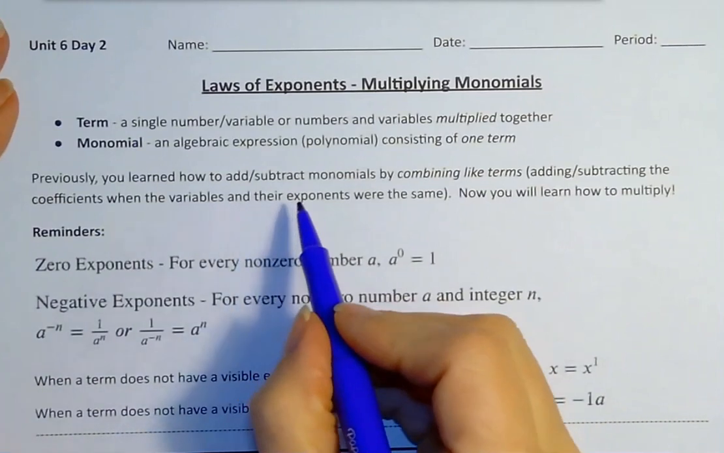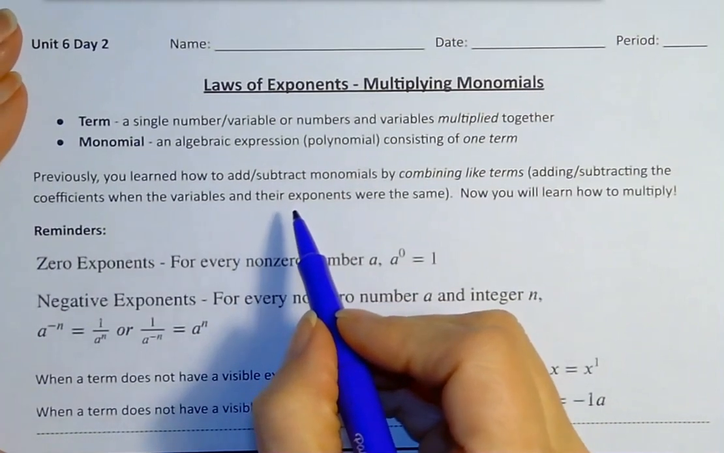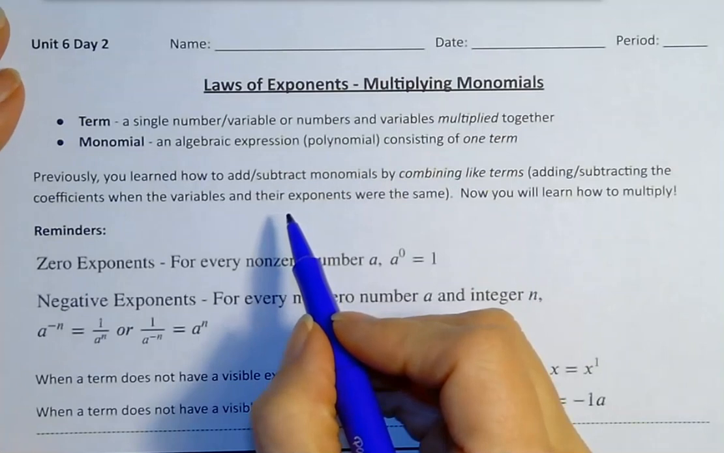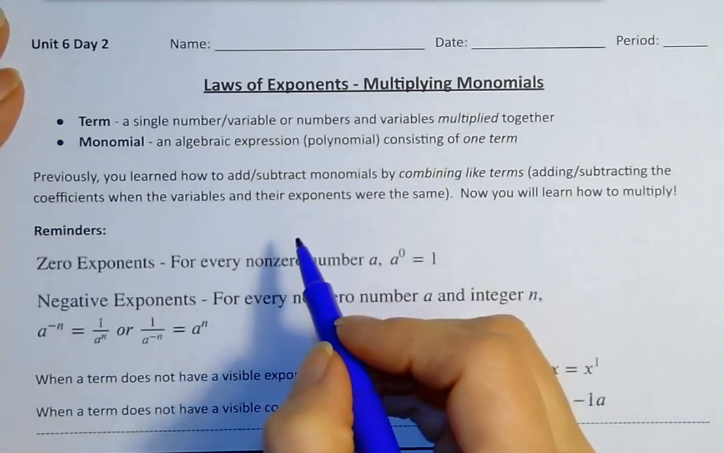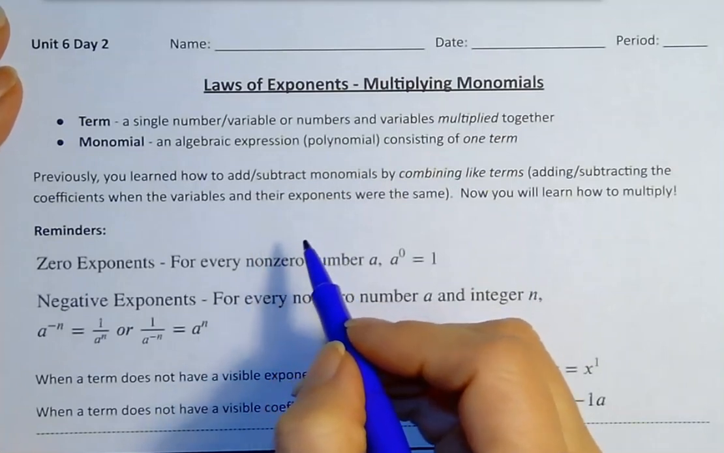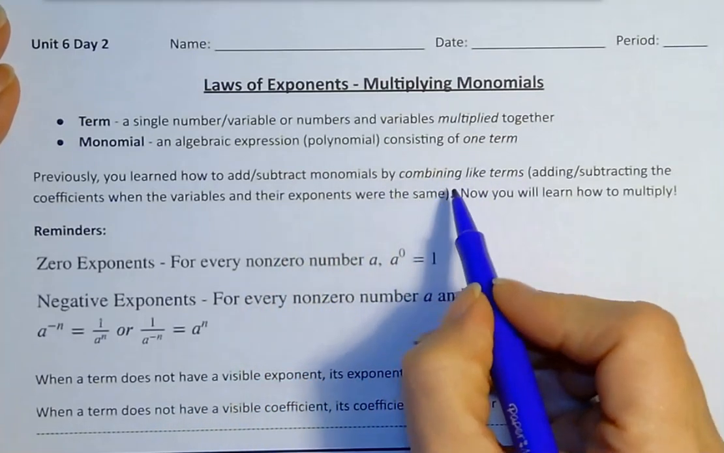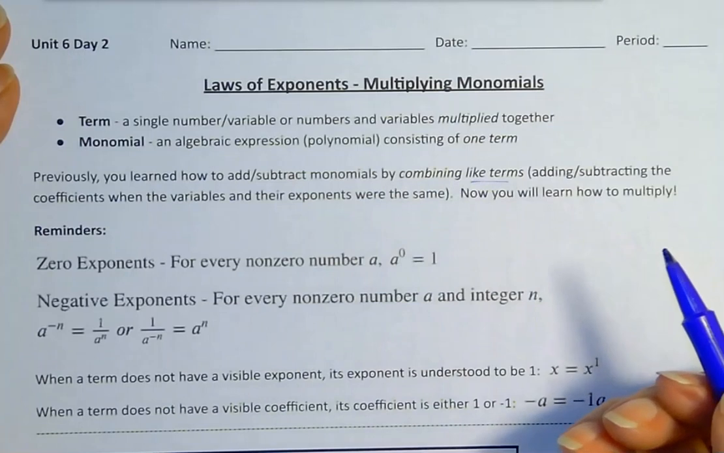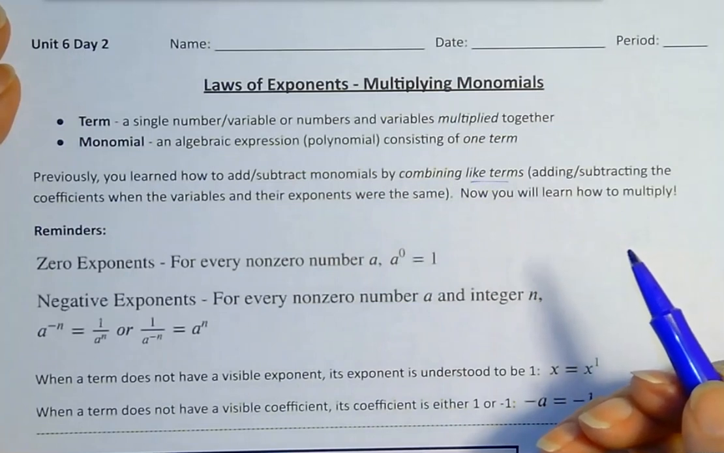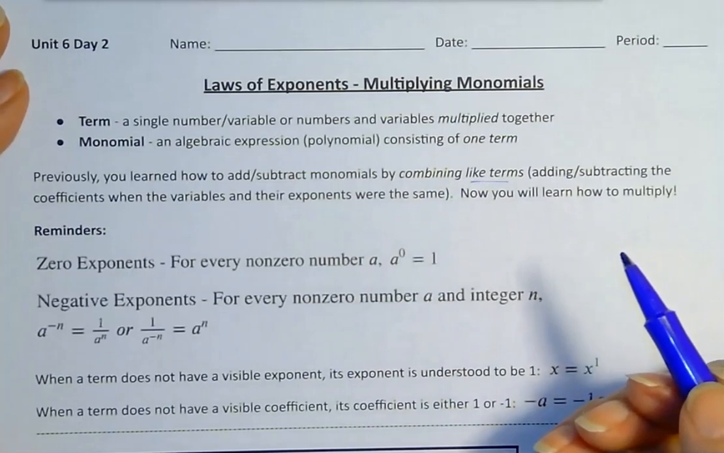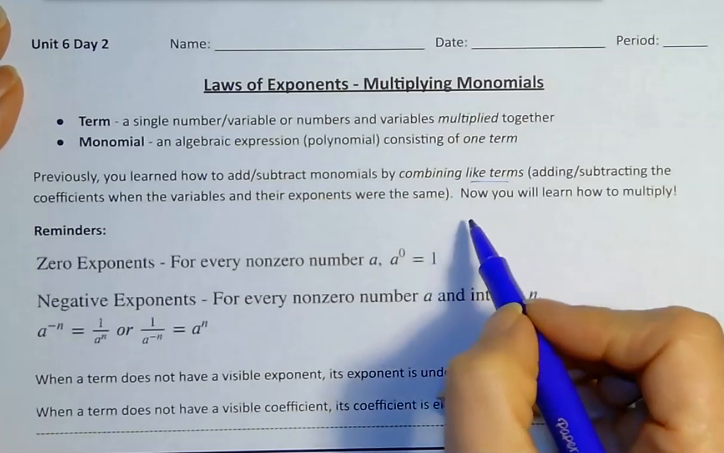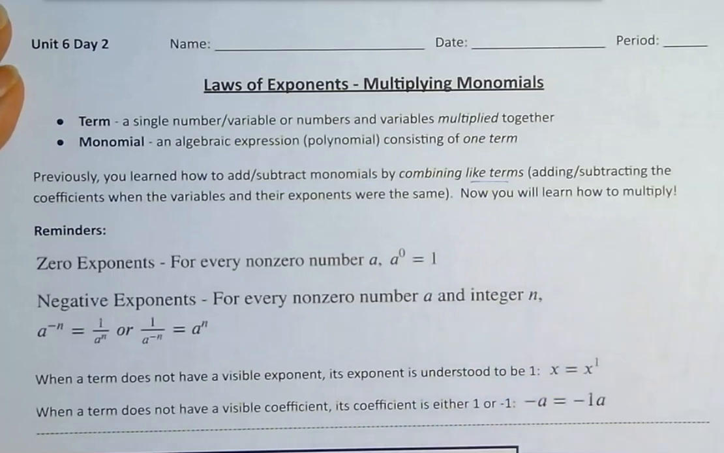Okay, so we know how to add and subtract monomials. We call that combining like terms, right? So you look at the coefficients and you combine those coefficients. You're adding numbers or subtracting numbers. You are only allowed to combine like terms if they are in fact like terms. And so that means that they have exactly the same variable with exactly the same exponent. All right. Today we're going to figure out what we do when we need to multiply monomials together.